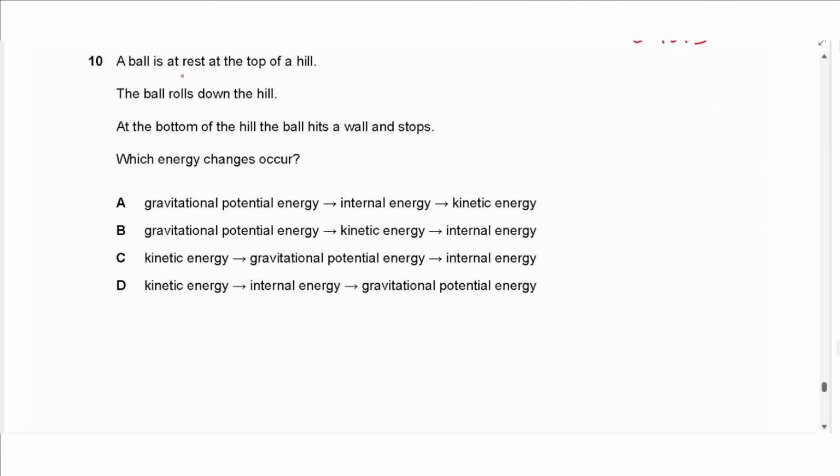Question 10 says a ball is at rest at the top of a hill. The ball rolls down the hill. At the bottom of the hill, the ball hits a wall and stops. Which energy changes occur? Falling down means we are changing gravitational potential energy into other forms. So we start with gravitational potential energy, so C and D are rejected. And stopping at the end means that there will be no kinetic energy at the end, so A is rejected. So the answer is B, from gravitational potential energy to kinetic, then into internal energy. When the object collides with the ground, it loses its energy as heat energy or internal energy.